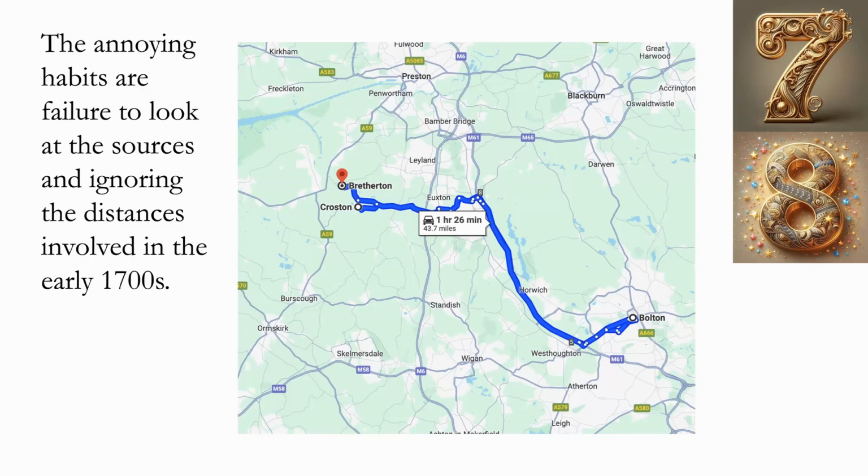So now we're to something that's a little more complicated, and I would have liked to have done some animations and things here, but I didn't want to drag this out. And here we have something that is kind of annoying: the seventh one is failure to look at the sources. And then number 8 is ignoring the distance involved in the early 1700s. But it's kind of everywhere, and it's something that you need to be aware of in every case.